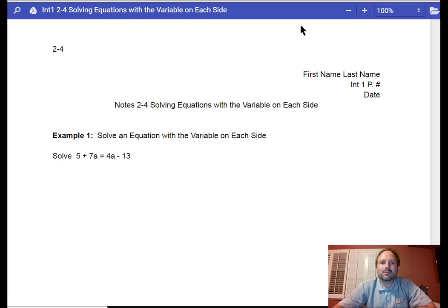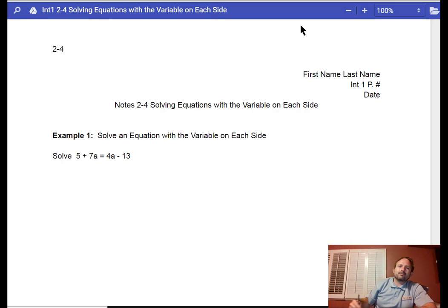Hello everyone, welcome to 2-4, solving equations with variables on each side. So make sure you write your 2-4 in the top left-hand corner. Make sure you write your name in the top right-hand corner, integrated 1, and your period number, and the date. Make sure you write the title, and here we go.